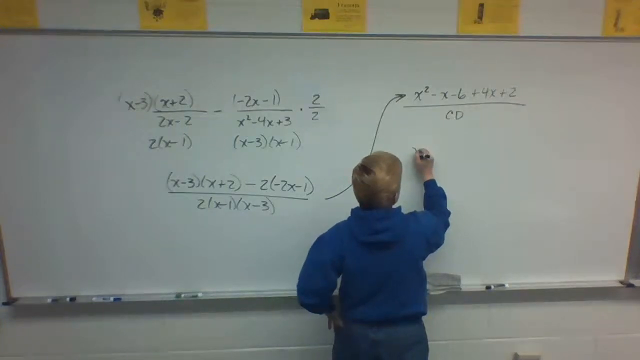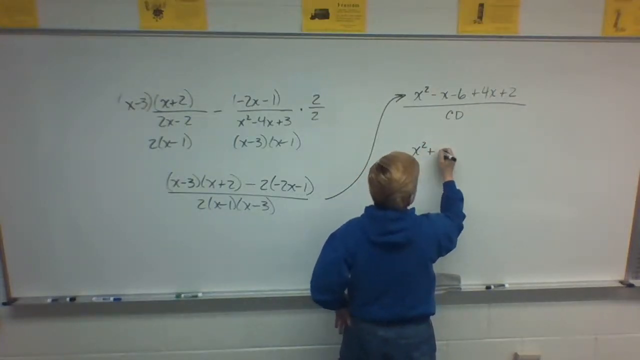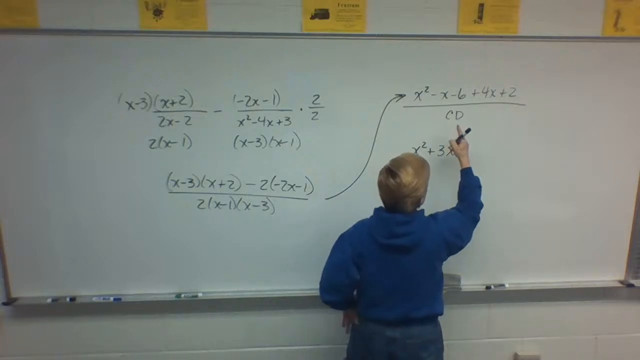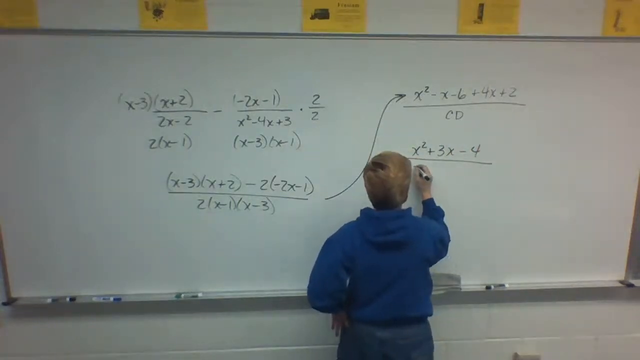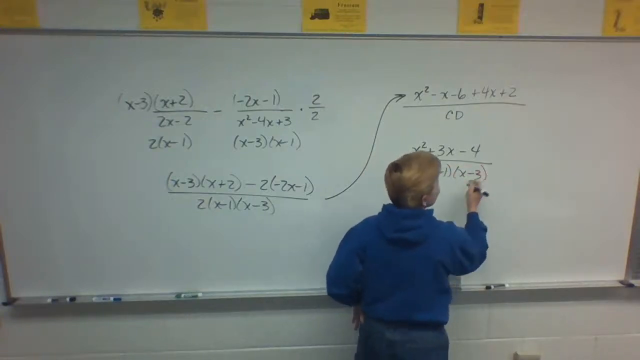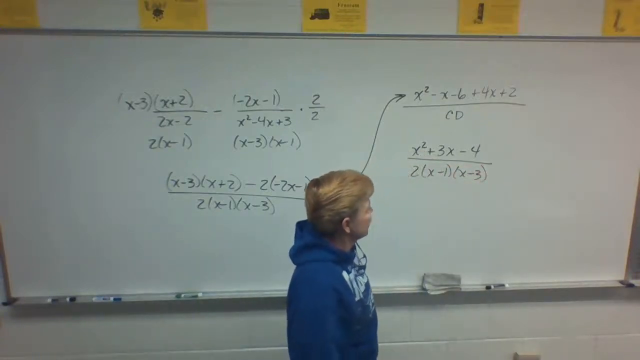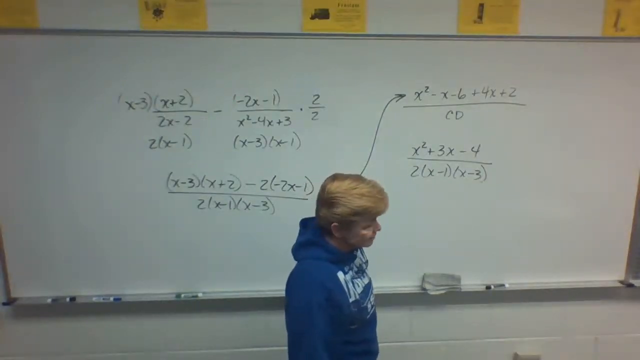It's quadratic, has one quadratic term, so that leads. Negative x plus 4 is 3. Negative 6 plus 2, negative 4. Over my common denominator, 2 times x minus 1 times x minus 3. Now that was a lot to keep track of. And we are not done.